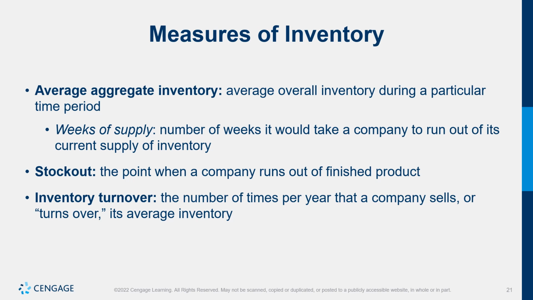Managers need good measures of inventory to prevent inventory costs from becoming too large. Three basic measures of inventory are average aggregated inventory, weeks of supply, and inventory turnover. Average aggregated inventory is the average overall inventory during a particular time period. Weeks of supply means the number of weeks it would take for a company to run out of its current inventory supply. And inventory turnover is the number of times per year that the company sells or turns over its average inventory.